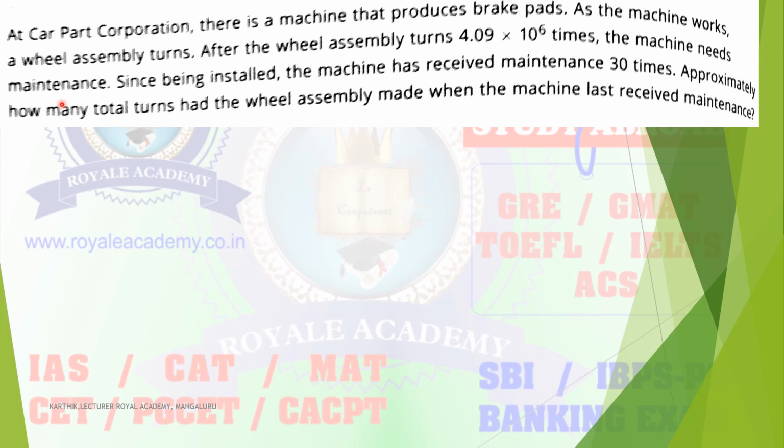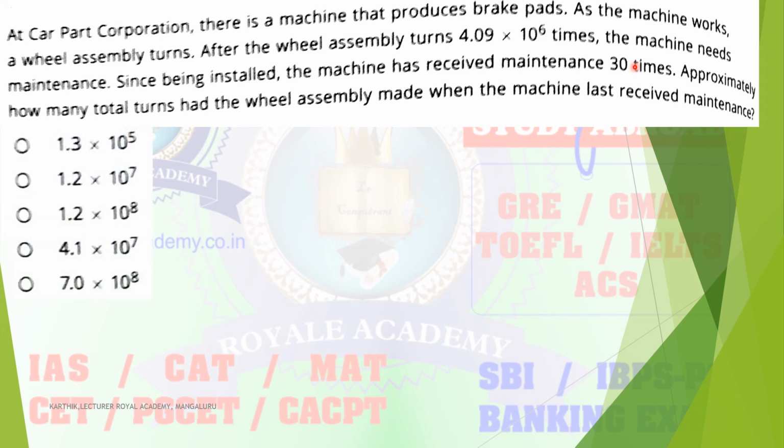Then what is the question? How many total turns had the wheel assembly made when the machine last received maintenance? That is nothing but this times this. Okay, 4.09 times 10 to the power of 6 times 30. That is nothing but that many wheel assembly turns in the car. Okay, so these are the options. You have to determine carefully.